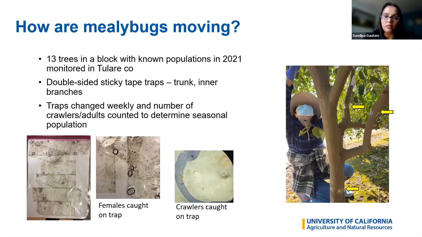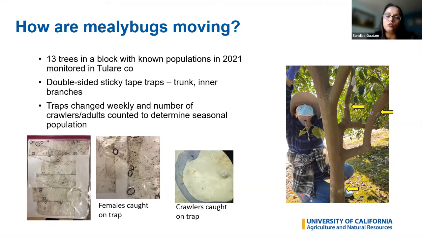To understand how the mealybugs are moving, especially within the tree canopy, we wanted to answer the question of where this pest is present on a tree at the beginning of the season, and how they are moving. To understand that, we used double-sided sticky tape to monitor populations, because we wanted to find out if they're moving up on the trunk or from outside of the canopy into the tree canopy and moving to the other side of the tree from where they are present. As you can see, indicated by yellow arrows here, we have double-sided sticky tape wrapped around the trunk and four inside branches.